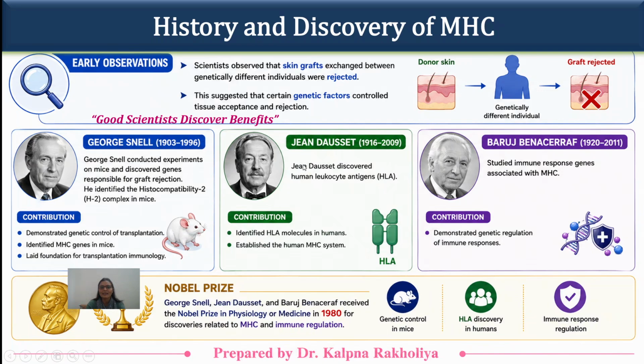Then the second scientist was Jean Dausset. He discovered human leukocyte antigen. It means the MHC molecule present in humans is called human leukocyte antigen. He identified the HLA genes and established the human MHC system. Then next, Baruj Benacerraf studied immune response genes, and he also showed that immune response MHC genes are associated with it. In honor of this work, these three scientists received the Nobel Prize in 1980. So these are the discoveries of the MHC molecule.